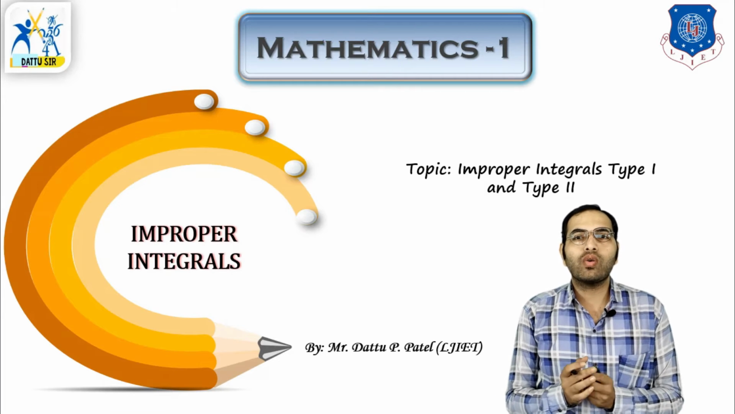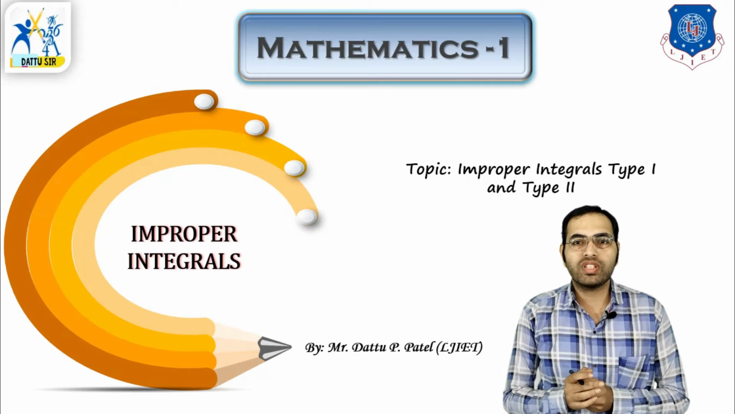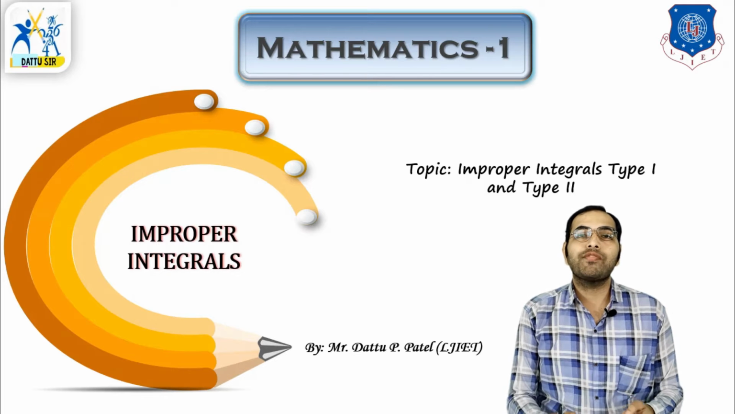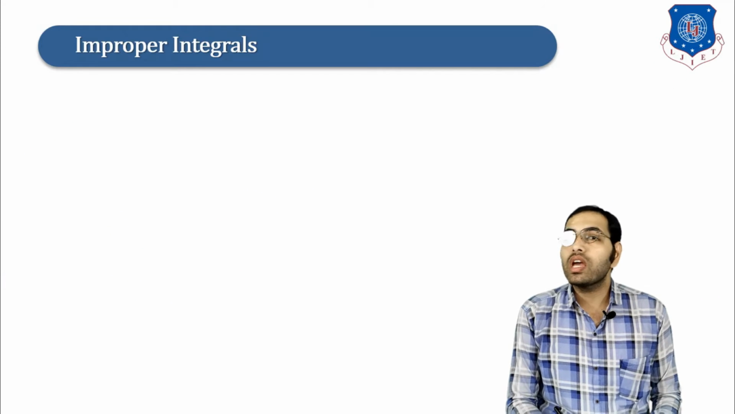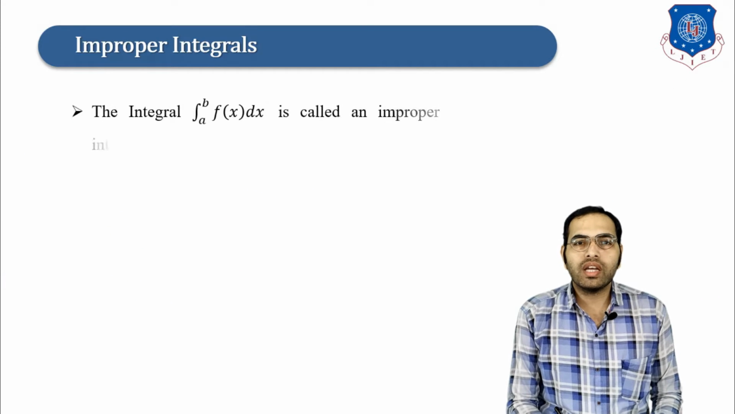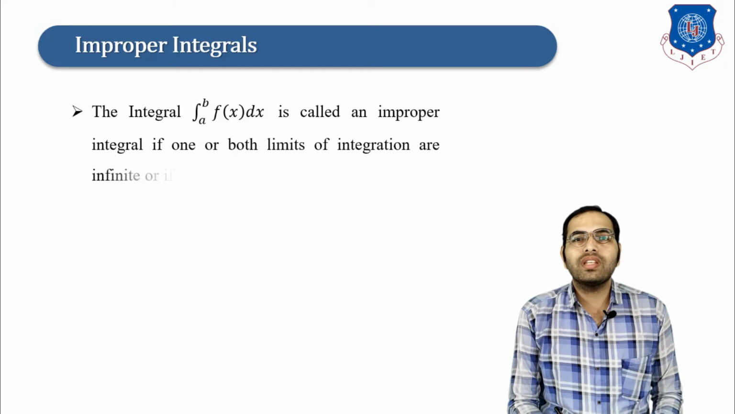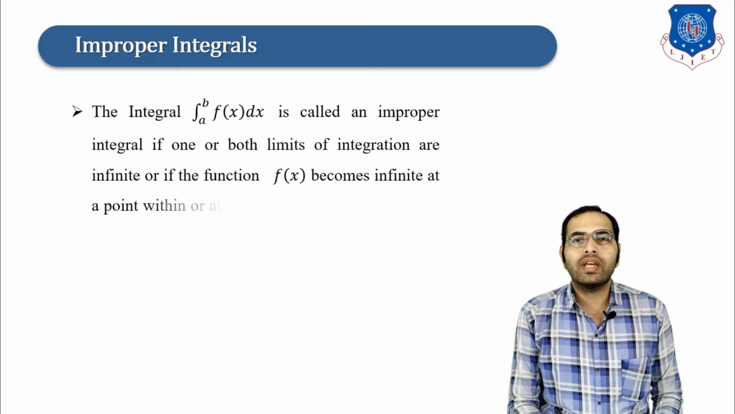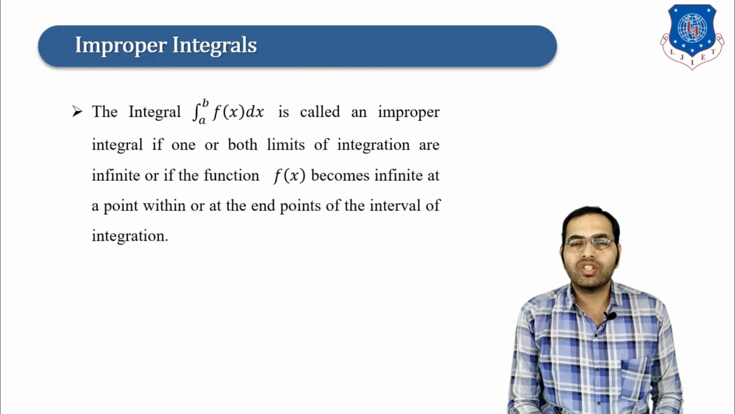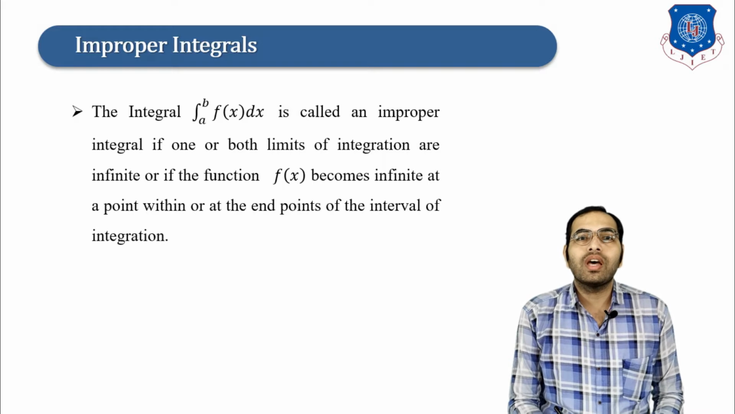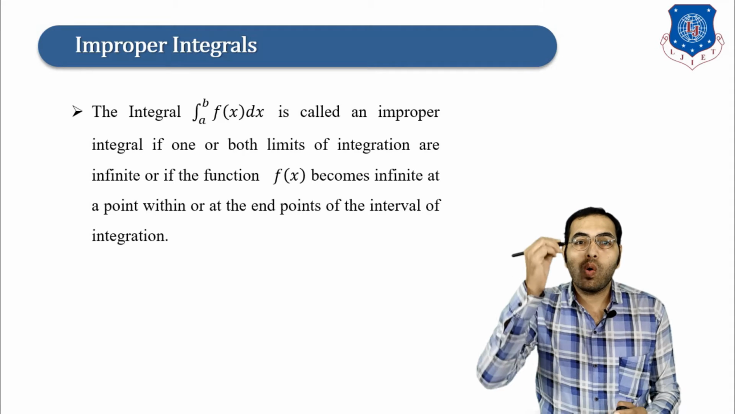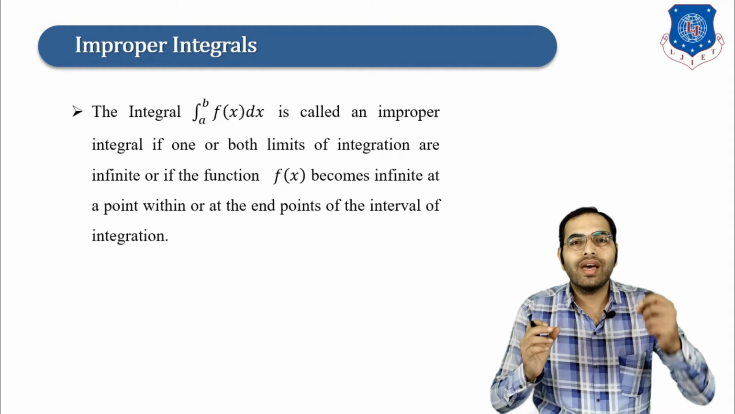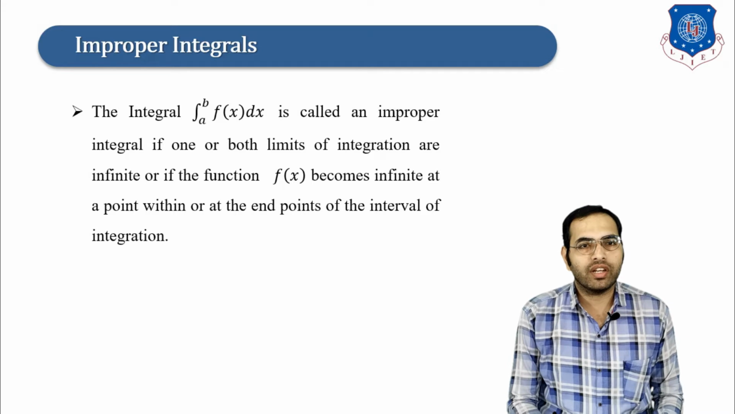Today's session we are going to discuss a new topic, which is improper integral type 1 and type 2. Firstly, we have to discuss the improper integral. The integral a to b f of x dx is called an improper integral if one limit of integration or both the limits of integration are infinite, or the function f of x becomes infinite at a point within the interval or at the endpoints of the interval of integration.